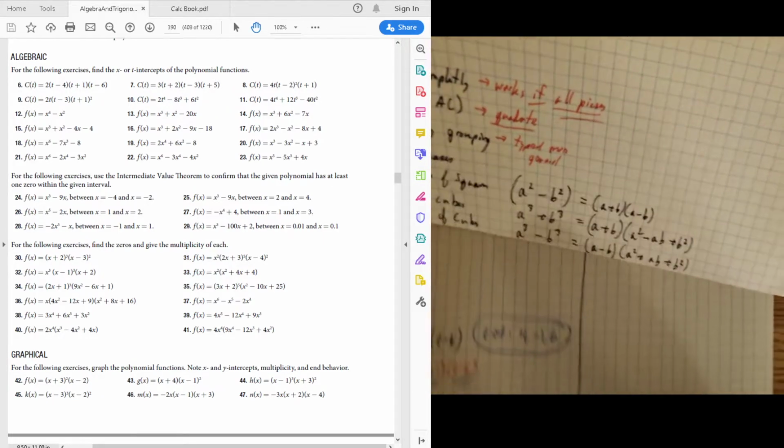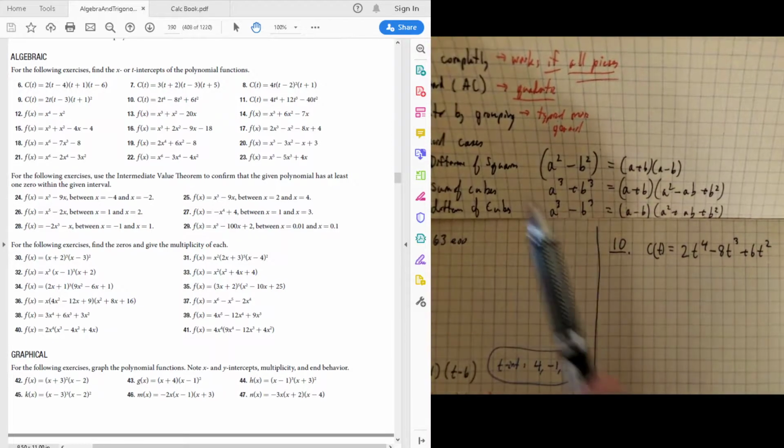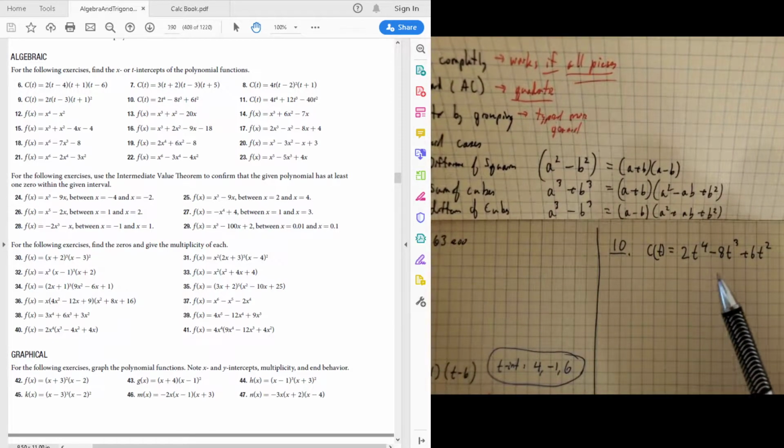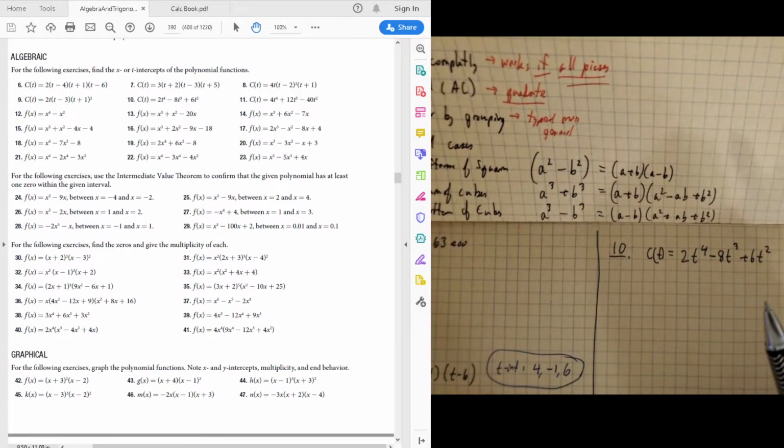Looking at this problem, I can clearly see it's not one of the special cases. It's not a squared minus b squared, because we have these fourth powers. It's not a cubed and b cubed, because again we have these fourth powers and these second powers.